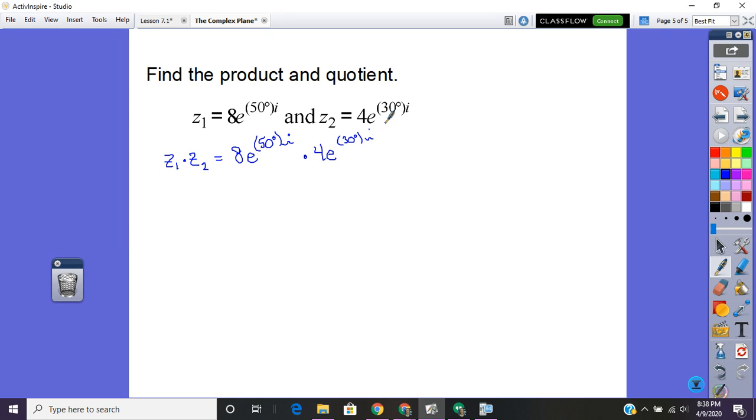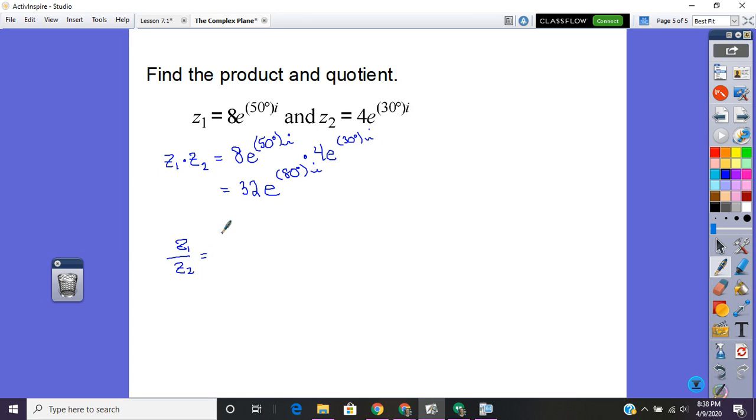Well, we multiply them and use our properties of exponents just like we normally would. So 8 times 4 is 32. When the bases are the same, we add the exponents. If I keep my base, 50 plus 30 is 80 degrees i. That's our product. Then to find our quotient, we're going to do z1 divided by z2.